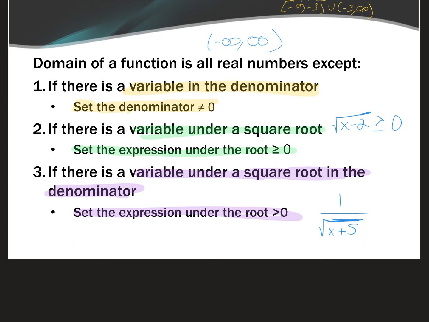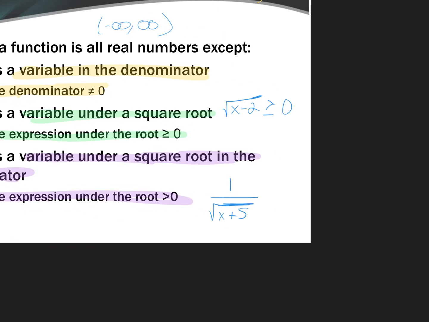There's two problems here, correct? What's the first problem? There's a variable in a denominator. And what's the second problem? It's underneath the square root. So that's when you have a combination of issues. But you have to set this expression greater than 0.